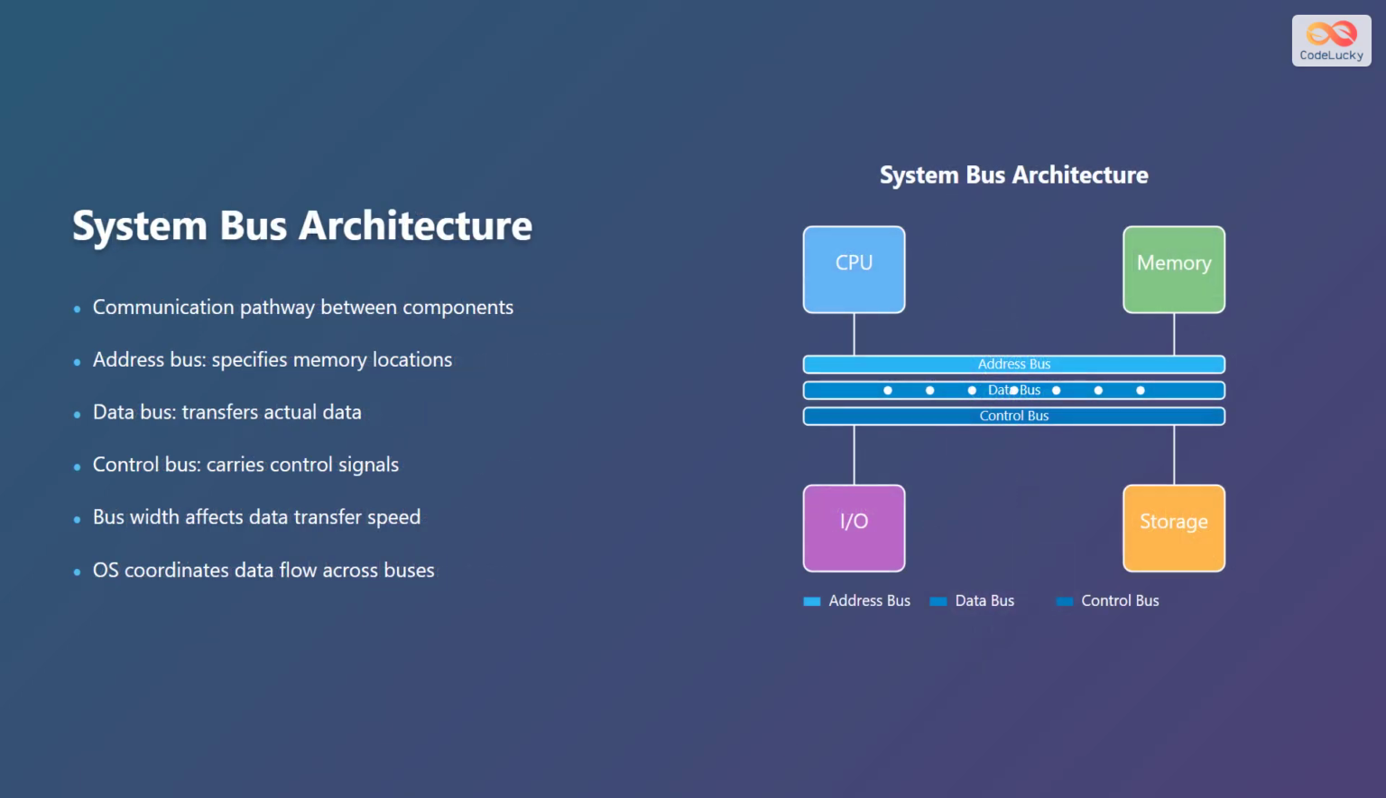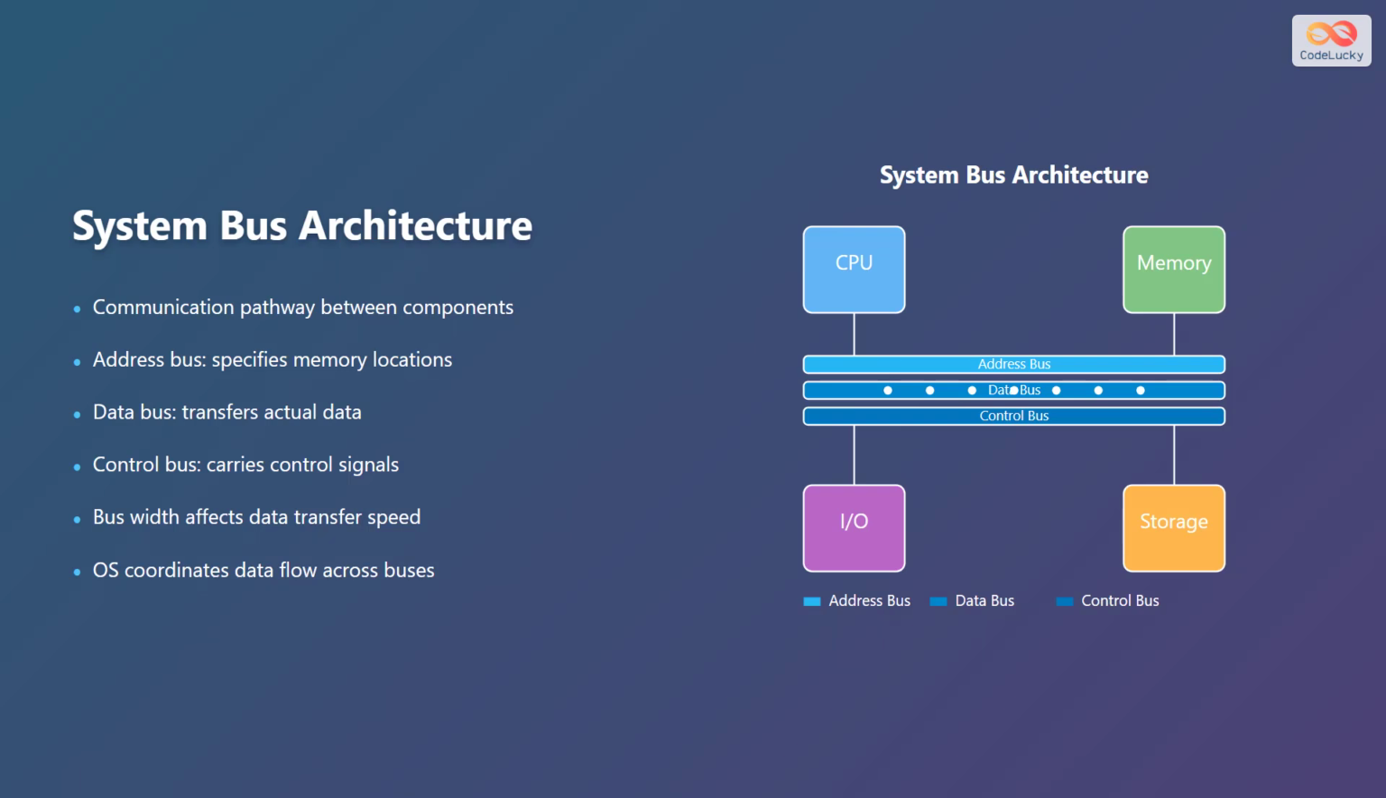The system bus architecture is the communication pathway that connects all the different components of the computer. It's like the highway system that allows data to travel between different parts of the computer. The address bus specifies the memory locations that the CPU wants to access. The data bus transfers the actual data between the CPU and memory.